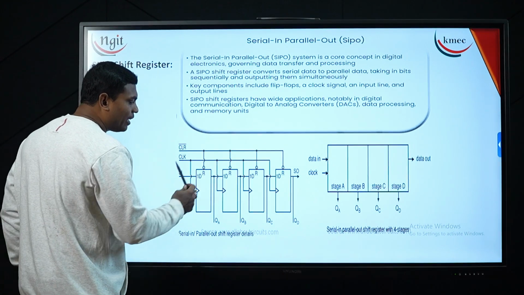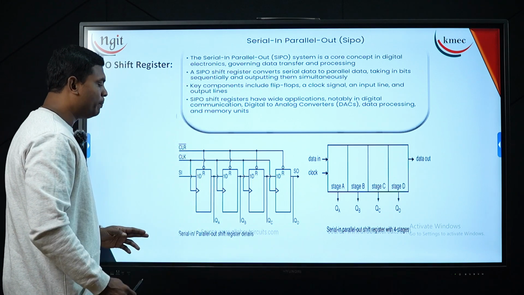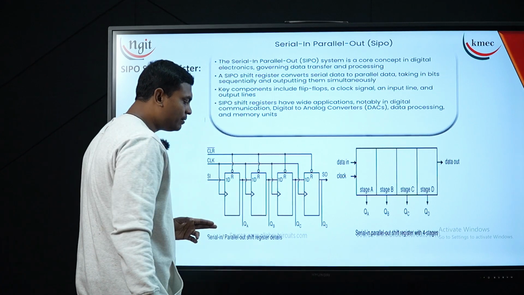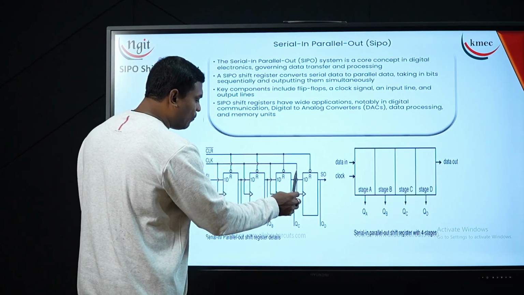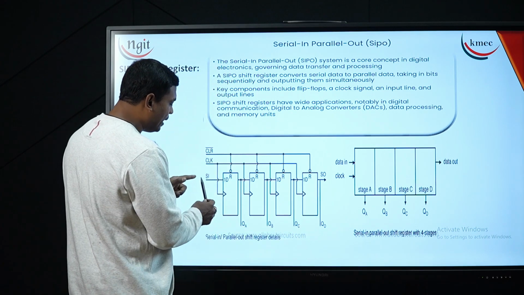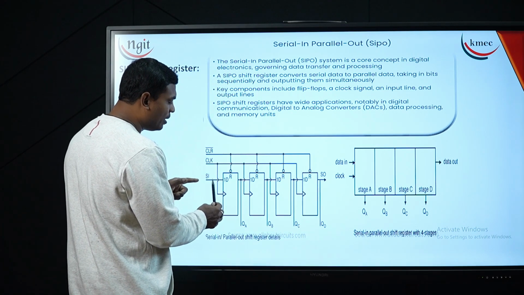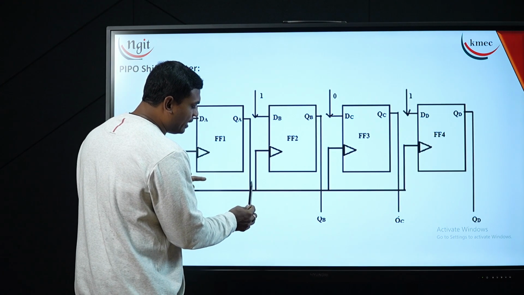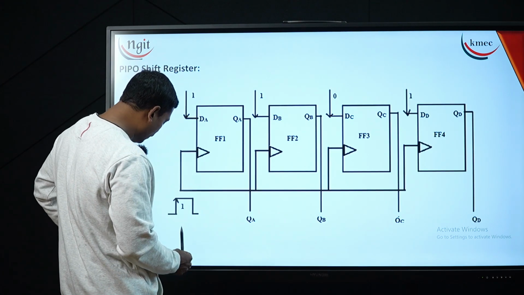Now this is the block diagram of our serial in, parallel out shift register. You can see the 4 flip-flops are placed here like this, and every flip-flop is clocked here with the positive edge clock pulse and a serial input is applied here. Now the serial input applied here, the output of the first flip-flop is attached to the second flip-flop.